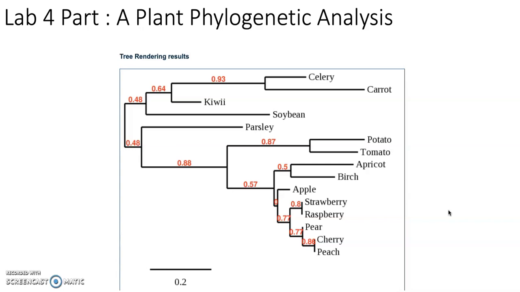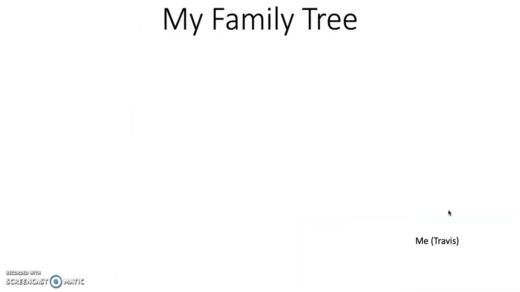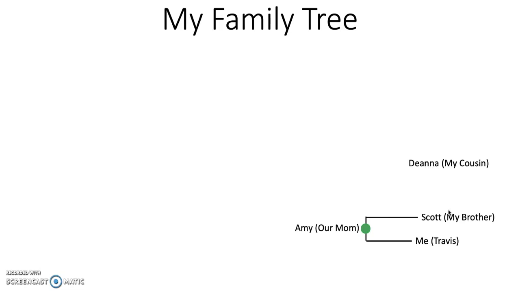Here's my family tree. I'm in the lower right corner. I have an older brother named Scott. Our mom is named Amy. I also have a cousin named Deanna. Deanna is the daughter of Lori, my aunt and my mom's sister. My aunt Lori and my mom had the same mom, Kimmy. That means me, my brother, and our cousin Deanna all have Kimmy as our common ancestor.